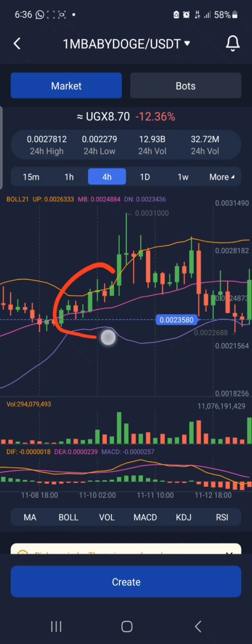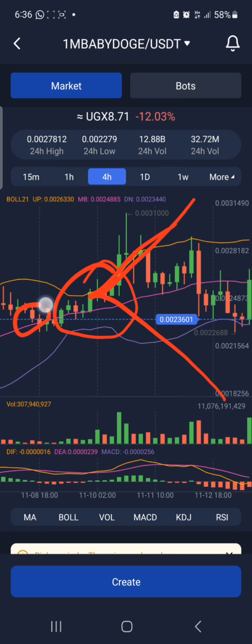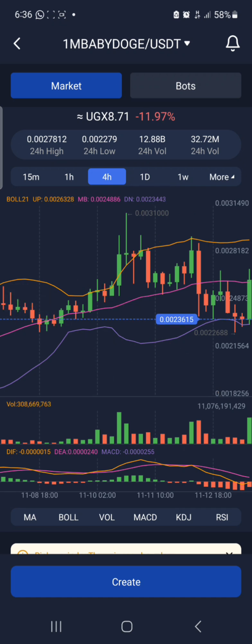Alright, so this is what we call a squeeze. After a squeeze, the market can either decide to go up or go down. But in this case, after the squeeze, the market went up. And it is not advisable to enter a trade when the candle is just hanging here in the middle. It is advisable that you enter a trade when the candle is either on this line or this line, because they're acting as supports and this is acting as a resistance.